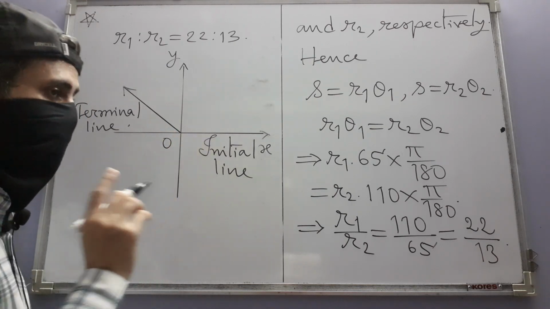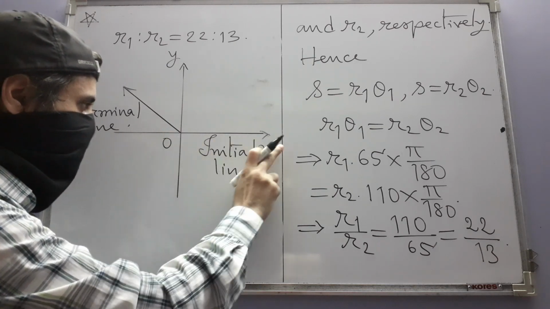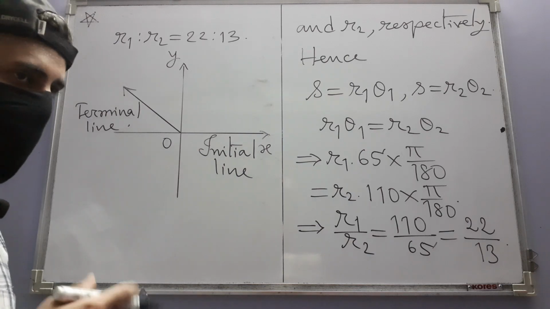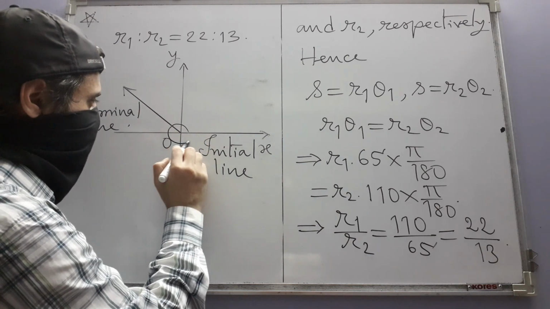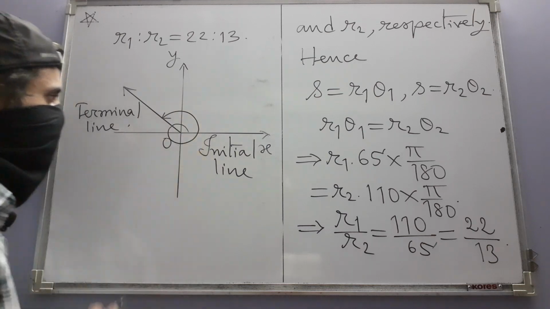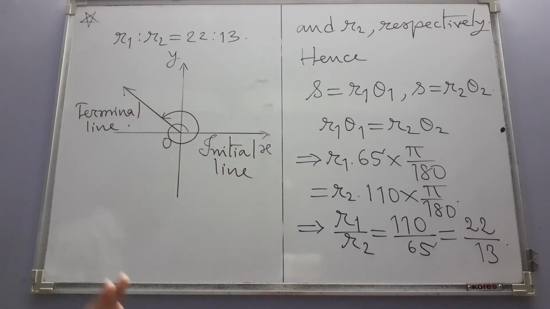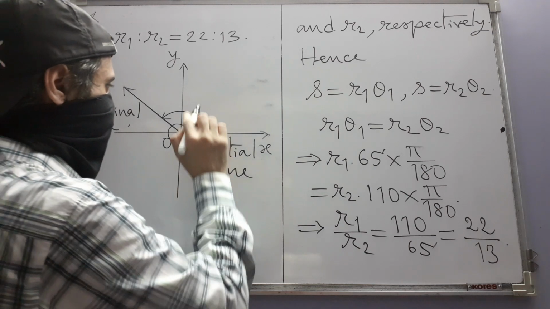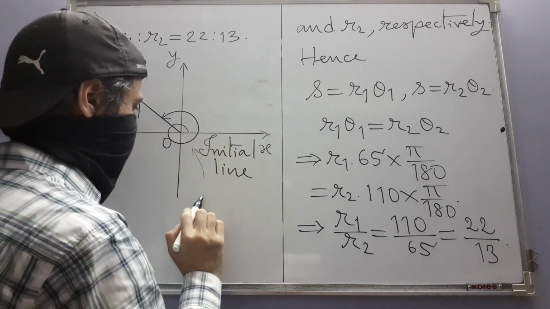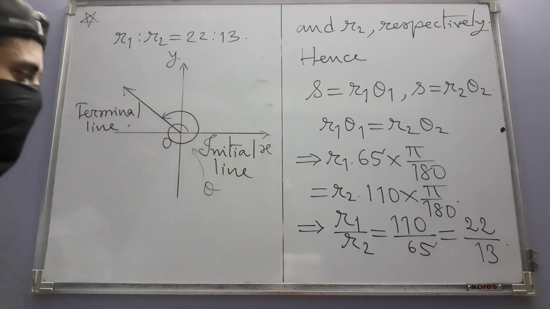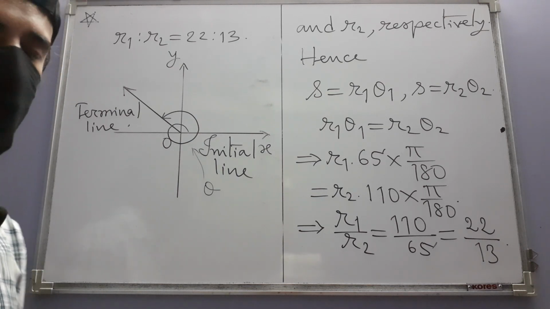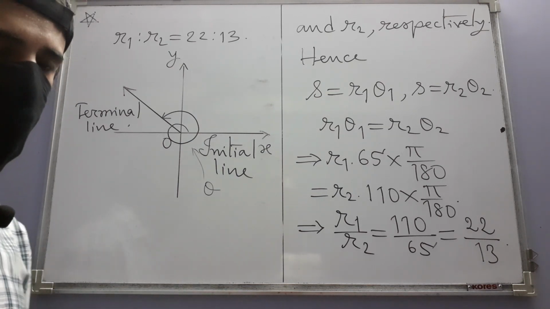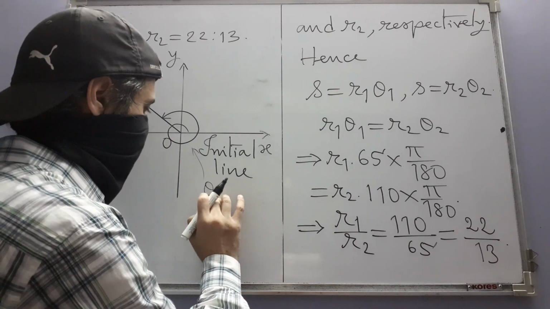That is why it's not enough to simply draw the initial line and the terminal line. You have to also show the rotation. Say this is my angle, rotational angle, and say the angle has measure theta, either in degree or radian. It does not matter. Say it is theta.